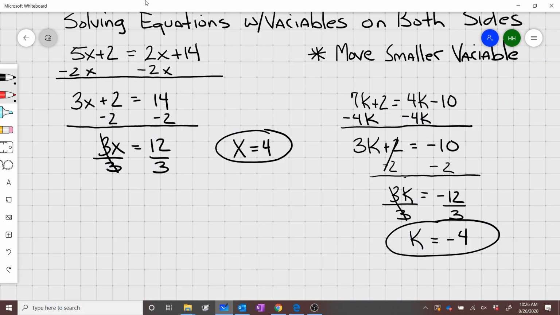Good. Then we will progress into equations with grouping symbols. So now we're going to kick it up a notch, and we have 2 times the quantity 5x minus 1 equal to 3 times the quantity x plus 11.